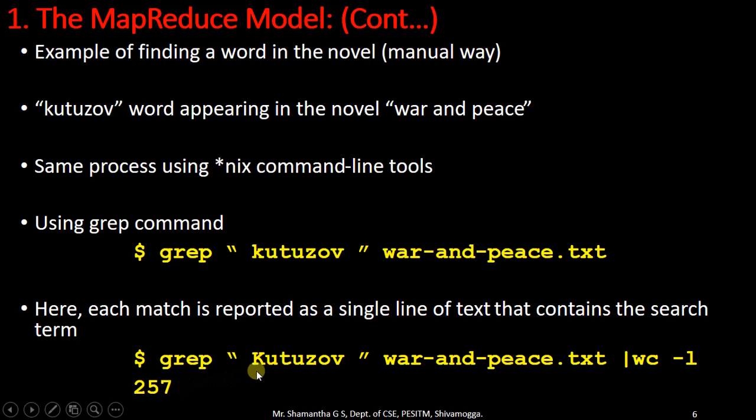It is not going to find other variants of the word, that is Kutuzov without the prefix space or without the trailing space, or the word Kutuzov with a dot or comma. It is going to find only the word Kutuzov with leading and trailing space. So in order to make the output much clearer, we are going to write two scripts in the next slide.